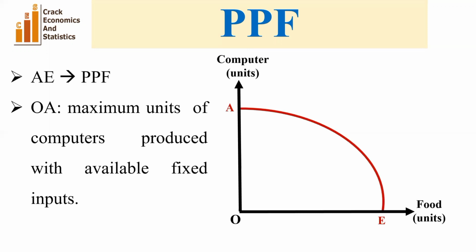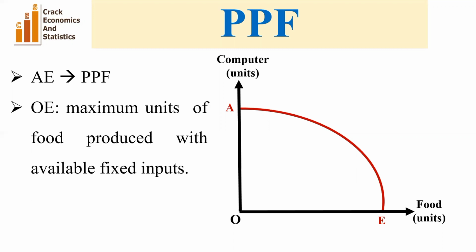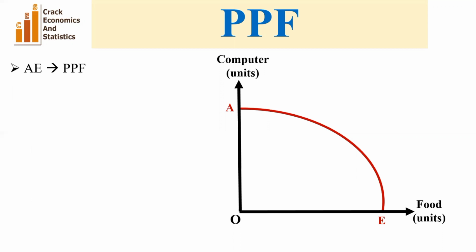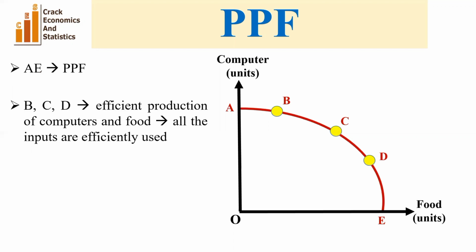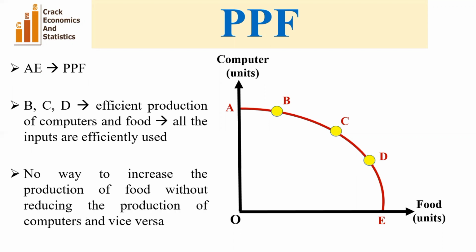OA shows the maximum units of computers produced with available fixed inputs and technology. Similarly, OE shows the maximum units of food produced with available fixed inputs and technology. Now, points B, C, and D are on the production possibility frontier, and they show the efficient production of both the commodities because all the inputs are efficiently used. So there is no way to increase the production of food without reducing the production of computers and vice versa.